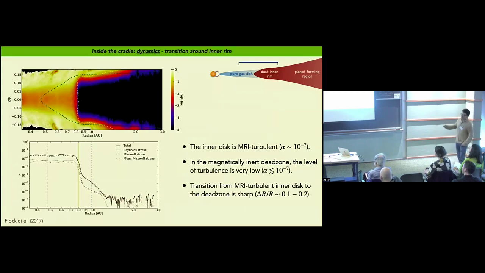Now, if you go beyond this dust sublimation radius, or more precisely in this case, the location where things are thermally ionized, alkali metals are ionized, the gas is not coupled with the magnetic field anymore. So there we call this the magnetically inert dead zone, and the turbulence level there is pretty low because MRI is not operating, and the transition between the MRI turbulent region and the MRI inert dead zone is pretty sharp.